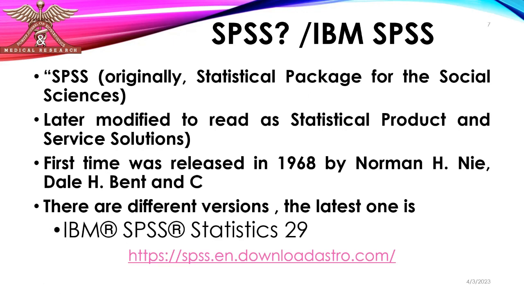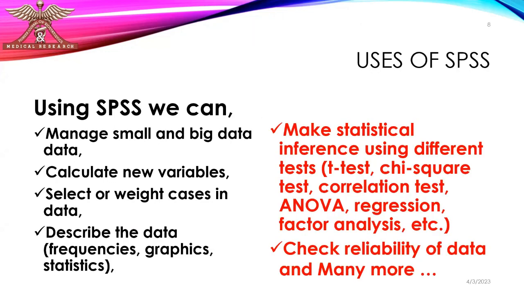SPSS is originally the Statistical Package for Social Sciences. Later, it was modified to read as Statistical Product and Service Solutions. It was released in 1968 by Norman and Nie. I took this information from the website, and you can see it has a very old history. It was introduced as a big calculator the first time. There are different versions, and the latest version is IBM SPSS Statistics 29. You can download SPSS from the given link and can activate or buy it from the said website.